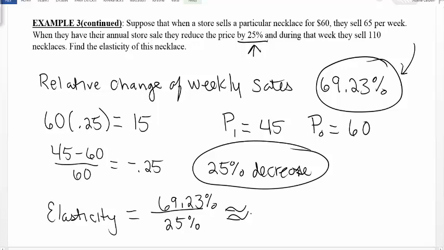When I divide these, I'm going to get 2.7692. Now, that number may not have a lot of meaning for you depending on what your major is, but elasticity is usually compared to the number 1, with numbers higher than 1 being a good idea, and numbers lower than 1 needing to have more consideration. Of course, it depends on the industry and product you're looking at, but here, this may encourage our particular retailer to put this necklace on sale more than one time a year.